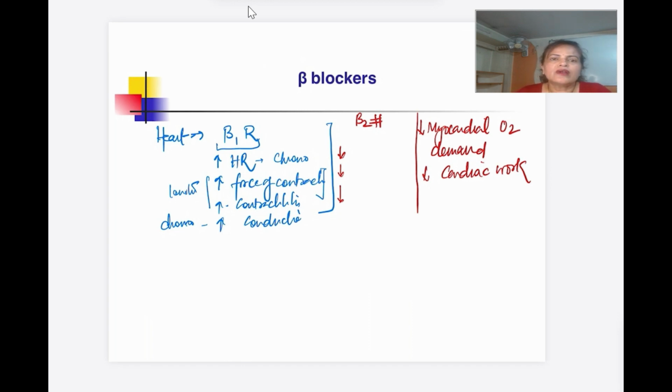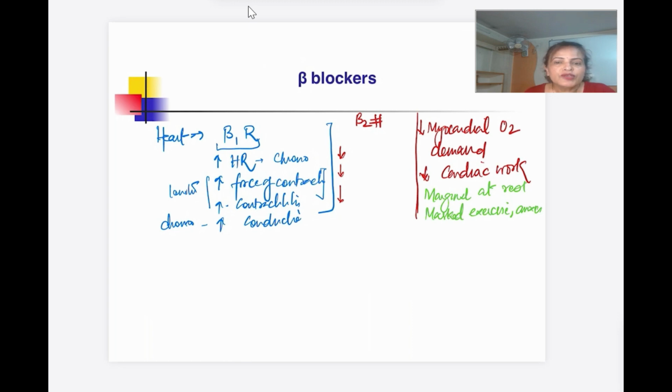This is what we want, especially in classical angina or stable angina or exertional angina. We have to use the drug which can decrease the cardiac work. This effect is not very obvious, or you can say it is very marginal at rest, but it is marked whenever there is sympathetic stimulation, whenever the person is doing exercise or is tense or anxious. That time the effect of beta blocker will be marked.